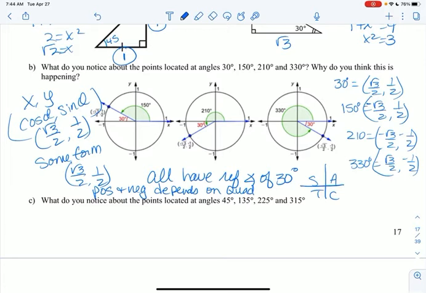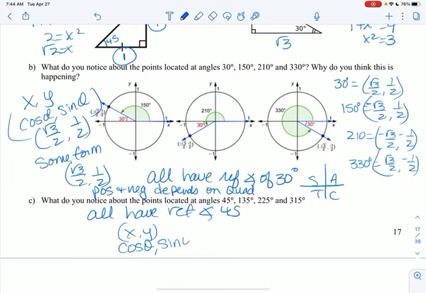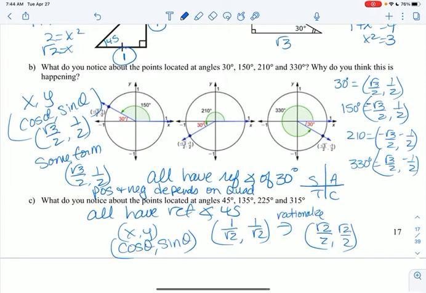What do you notice about the points located at 45, 135, 225, and 315? They all have a reference angle, and I pointed these out, of 45 degrees. So again, cosine is the x, sine is your y. They're all some form of 1 over radical 2, 1 over radical 2, but I do rationalize that denominator. So they're all going to be radical 2 over 2, radical 2 over 2. Just the signs depend on the quadrant that they're in. All right?